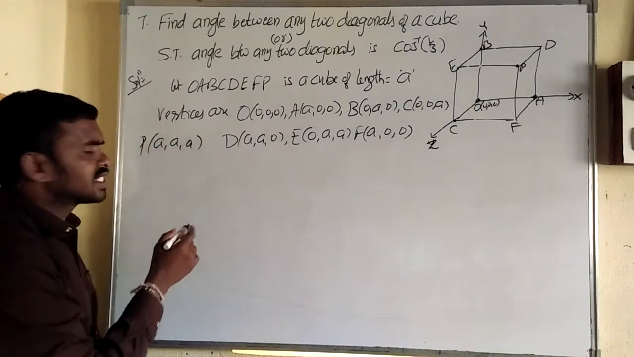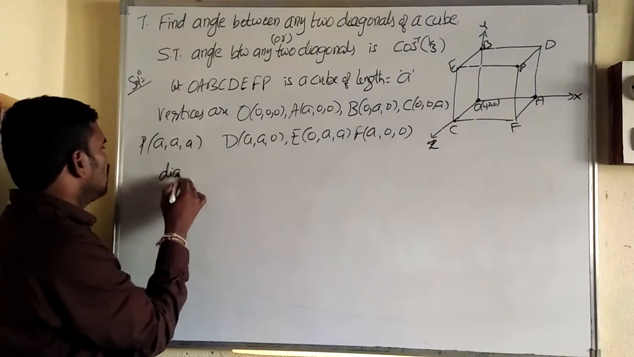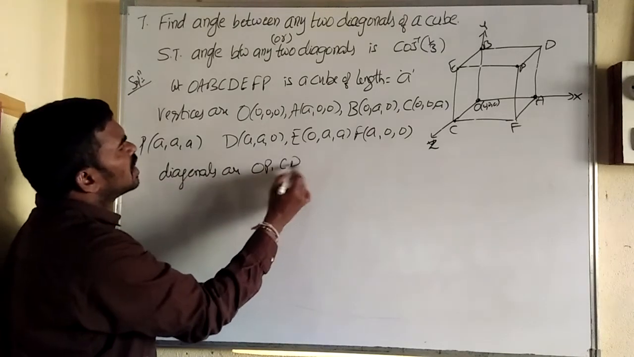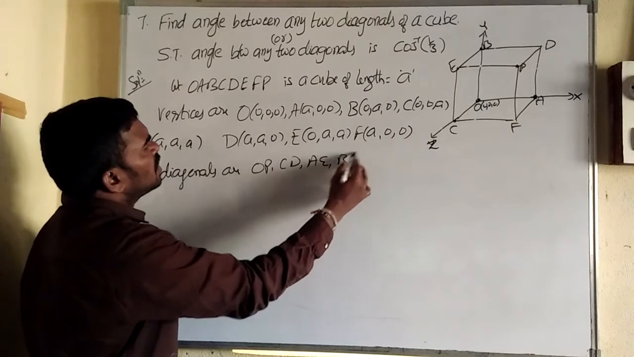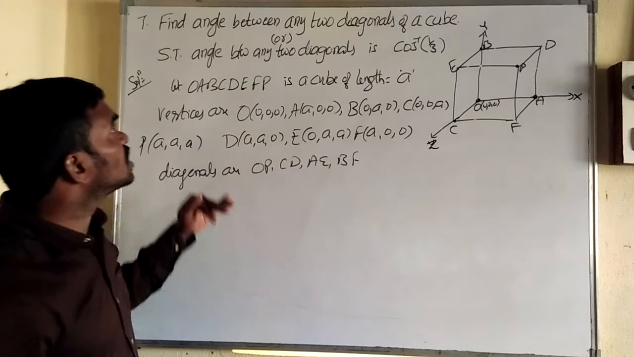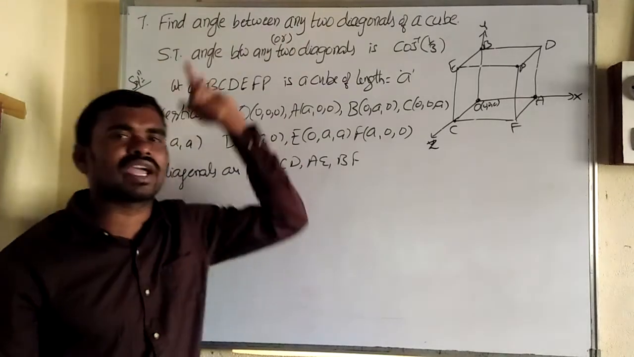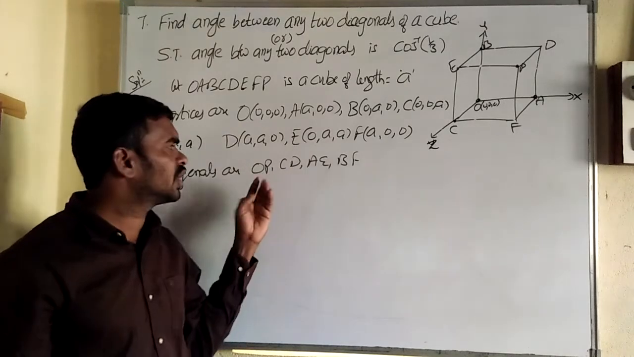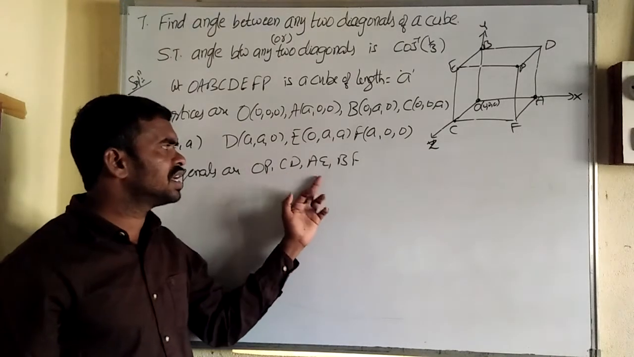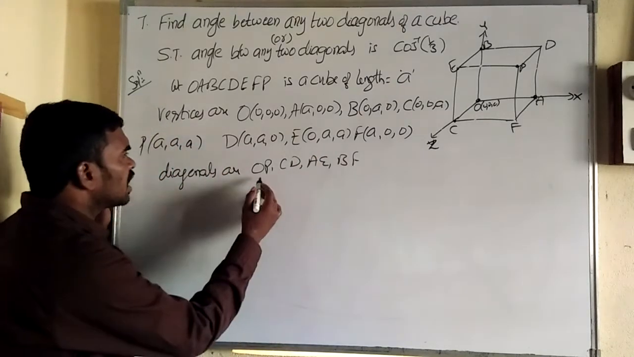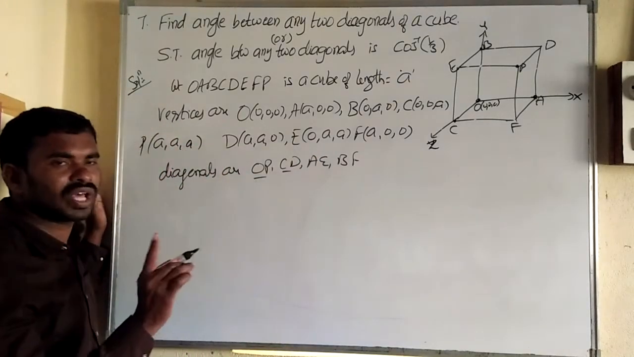So what are the diagonals here? The diagonals are OP, CD, AE and BF. These are the four diagonals actually. But the question is the angle between any two diagonals, so we can take any two of these four. You can take OP and CD, or CD and AE, or OP and BF, any two diagonals. Let me take OP and CD as the two diagonals.